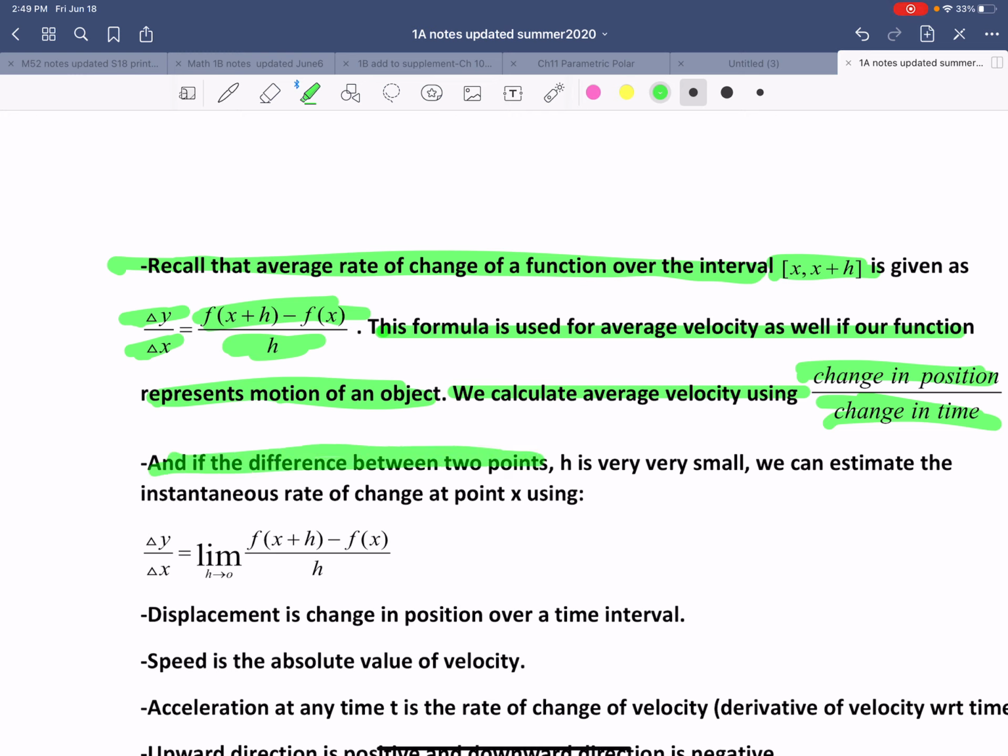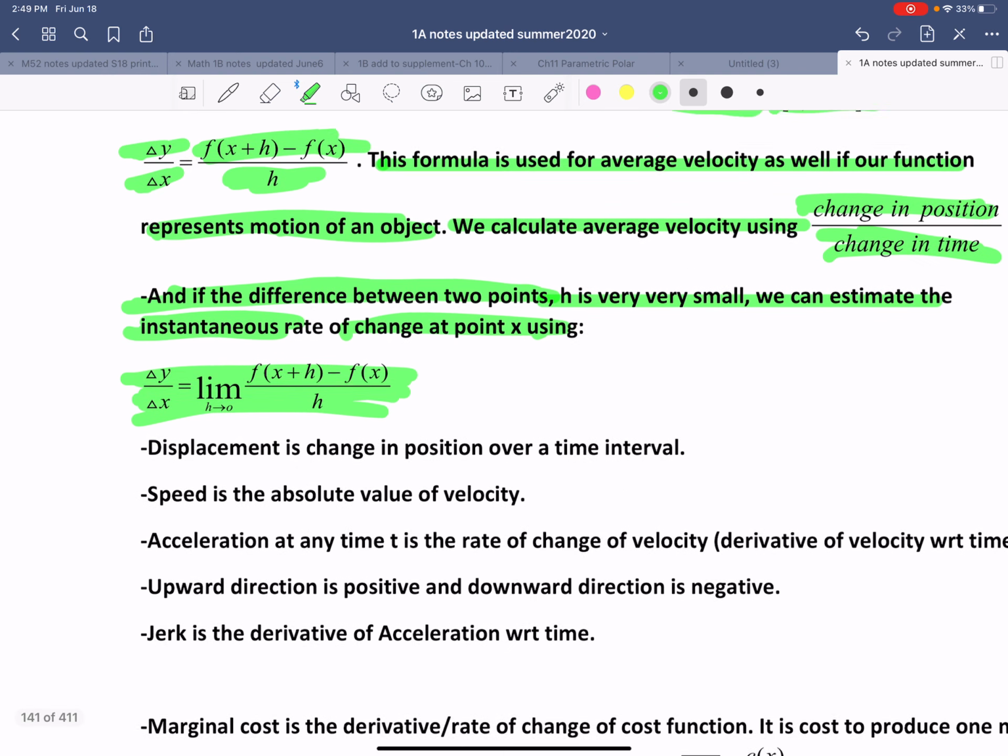If our 2 points are extremely close to each other, then we can find the instantaneous rate of change at that point x using this formula: limit as h approaches 0 of f of x plus h minus f of x over h.